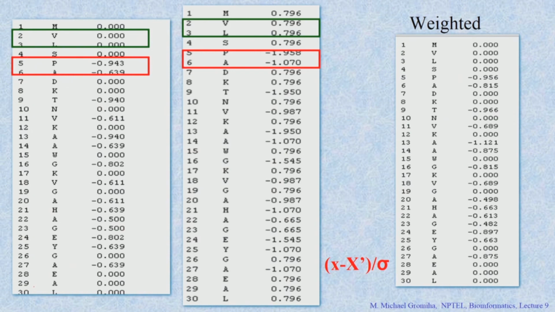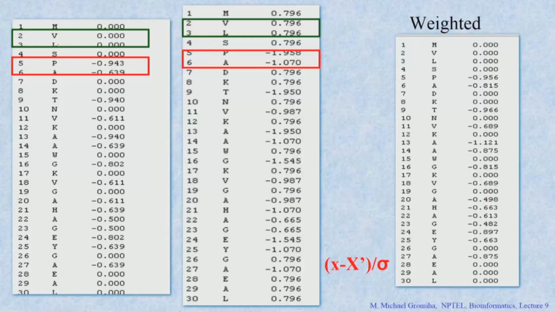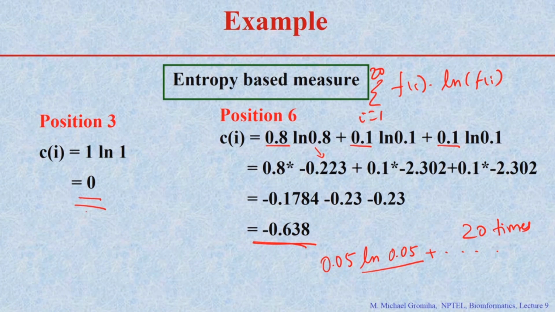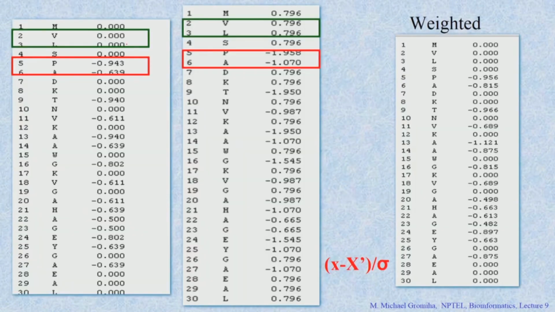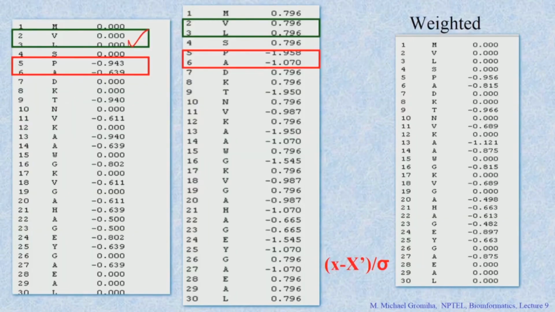We discussed a few positions. So, remember which positions we discussed? 3. So, 3 is the value of isoleucine, and we get 0. Here the value we get is equal to 0, so it matches. You can see 3 is equal to 0. Then we checked position number 6, that is alanine. With position number 6 we checked the values and got minus 0.638. Here also in this program we get minus 0.639. Then we checked position number 9. This is equal to minus 0.940, because it is more variable than position number 6.